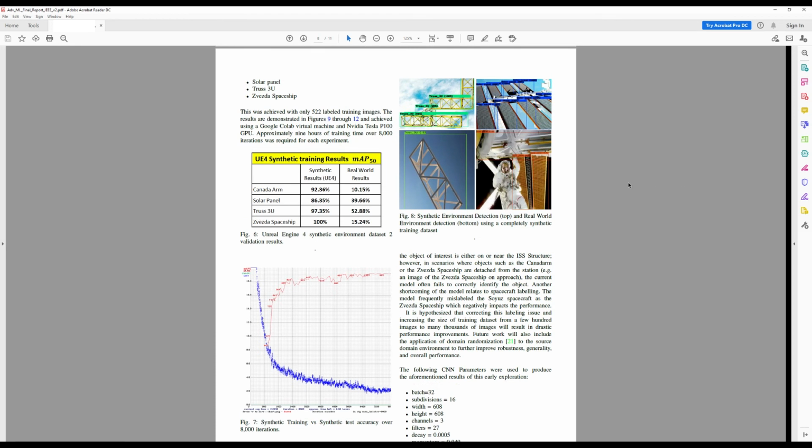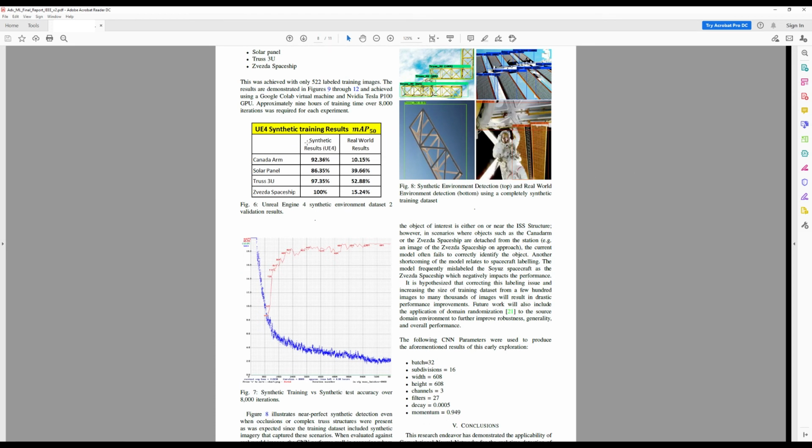But the results that we currently have, using a mean average precision of 50, you can see over here on the left is the accuracy within the synthetic environment, and then over here on the right is the accuracy within the real world environment. So within the synthetic environment, the CNN is able to pick up the Canadarm at 92%, but only can do 10% in the real world environment.